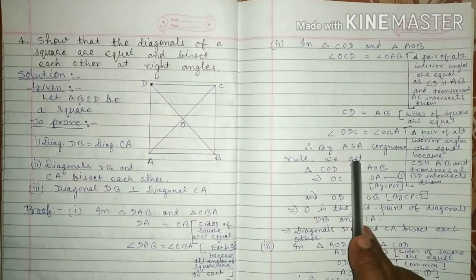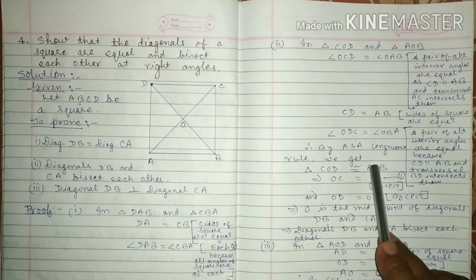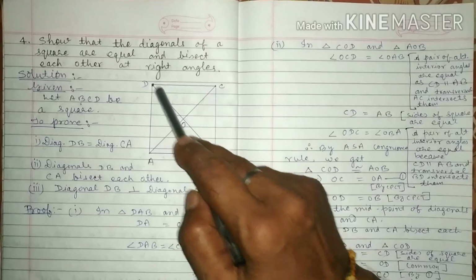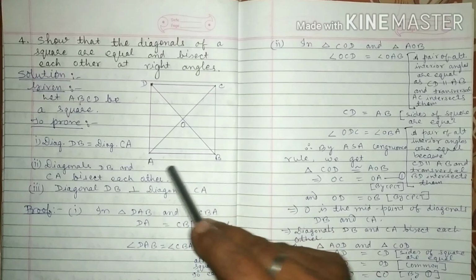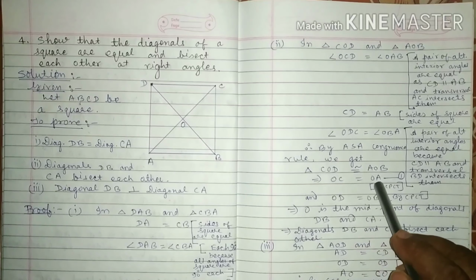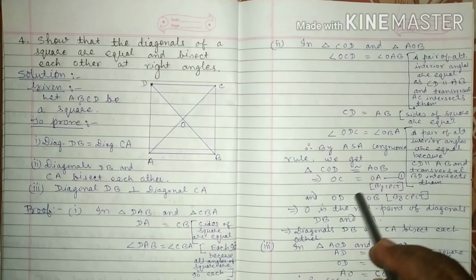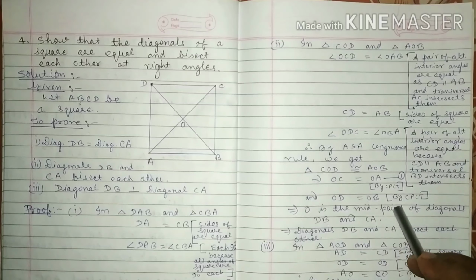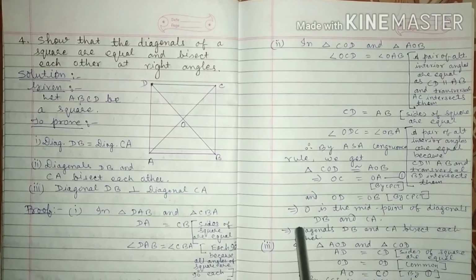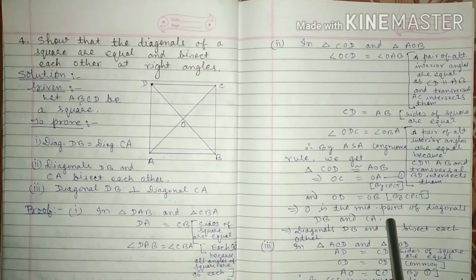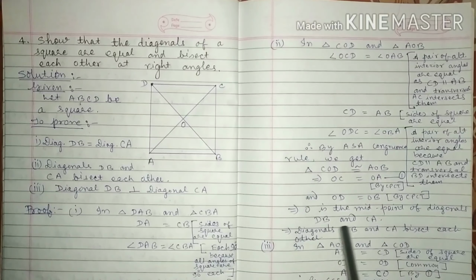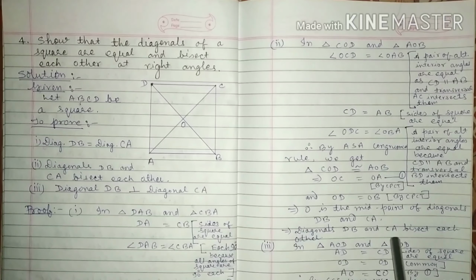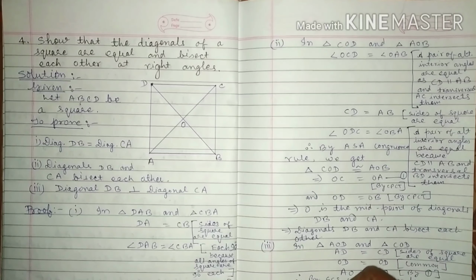Therefore, by ASA congruence rule we get triangle COD is congruent to triangle AOB. This implies that OC equals OA by CPCT and OD is equal to OB, this is also by CPCT. This implies that O is the midpoint of diagonals DB and CA. This implies that diagonals DB and CA bisect each other.